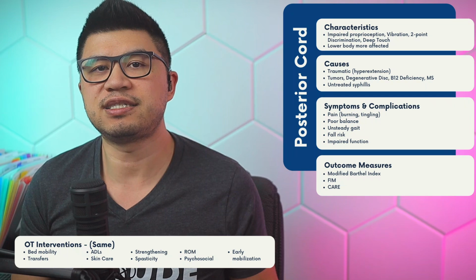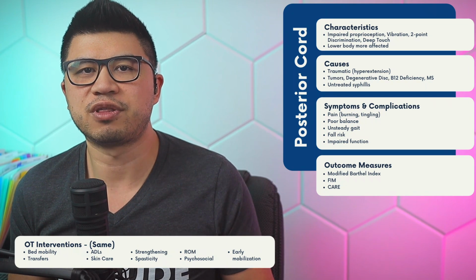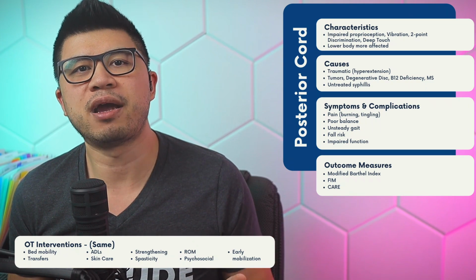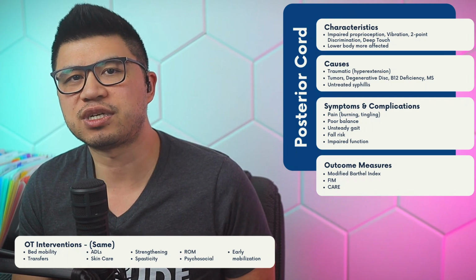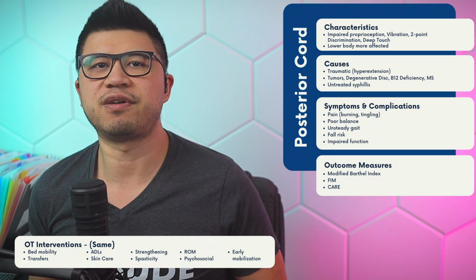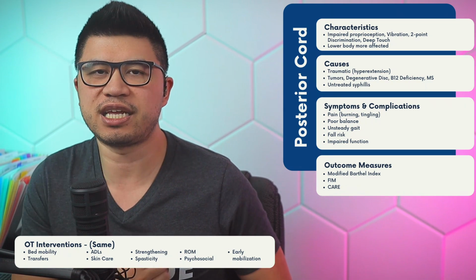Well, because ACS spares proprioception and light touch, with PCS, it is characterized by the opposite: impaired proprioception, vibration, and 2-point discrimination, as well as deep touch below the level of injury. The lower body is often more affected. Pain is also possible, such as burning or tingling pain.